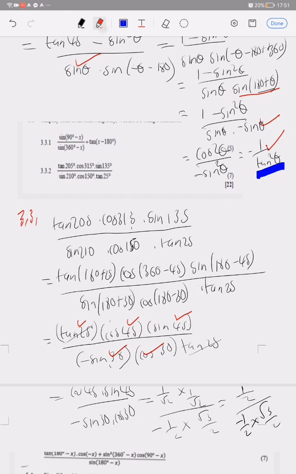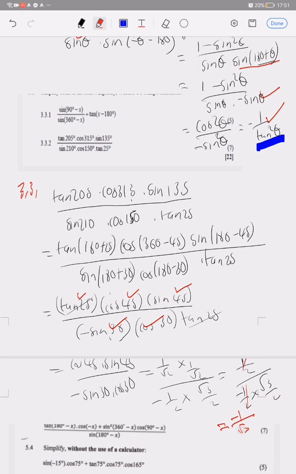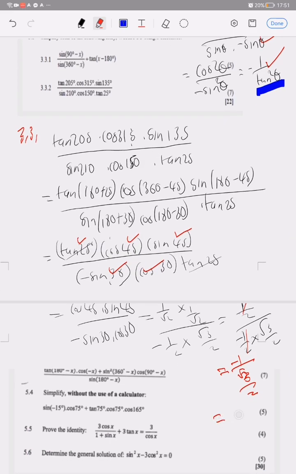So I can cancel here. Do you see that? Therefore, I'll be left with negative 1 over root 3 over 2. That's one you can just put on your calculator, over 2. So simple. When you put it on your calculator, you'll get negative 2 root 3 over 3.